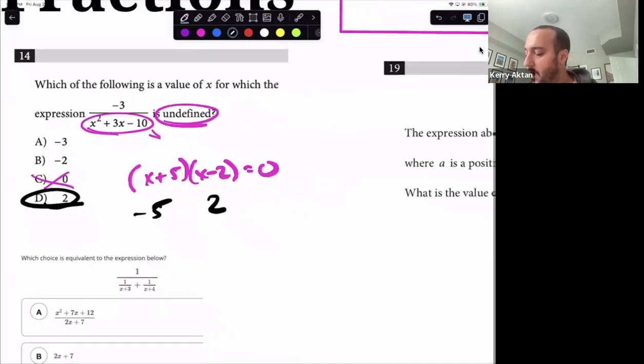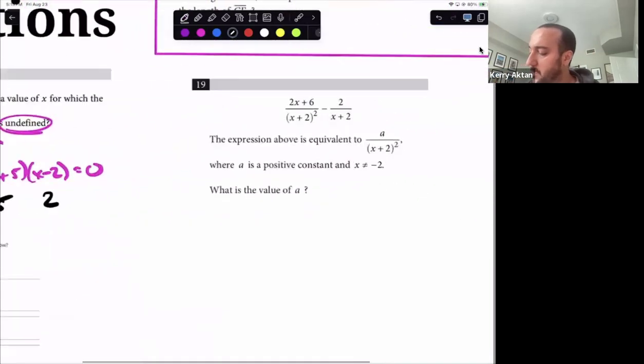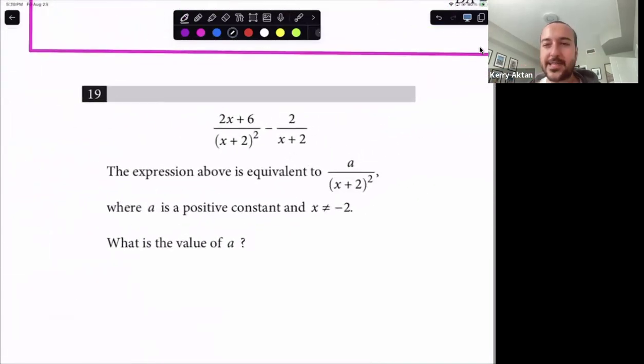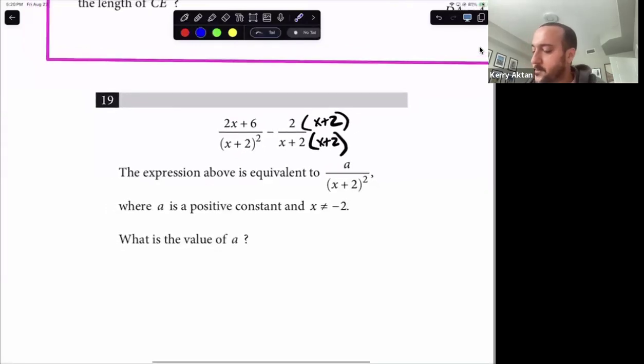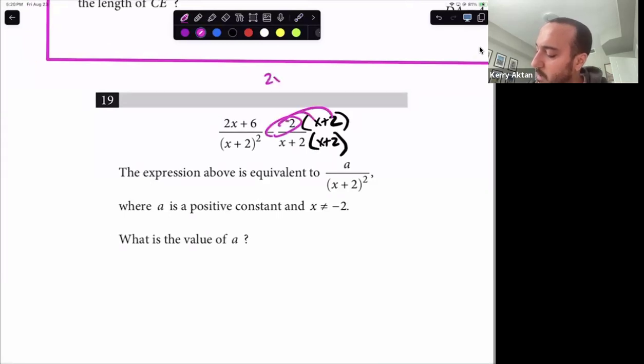Okay, now let's keep going. I'm not going to do this question, but I'll just talk about it for about 10 seconds. When you're adding or subtracting fractions, you need common denominators. So what do you think I should tack on to this one, the bottom and the top? An x plus 2. I might as well just finish this question. Watch this: this -2 will distribute. I have 2x plus 6 minus 2x minus 4 all over x plus 2 squared.